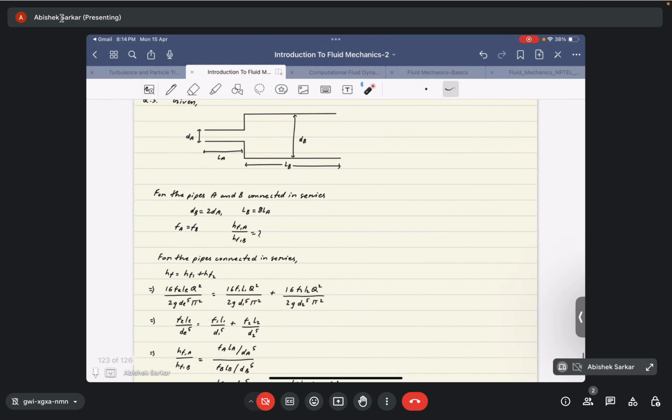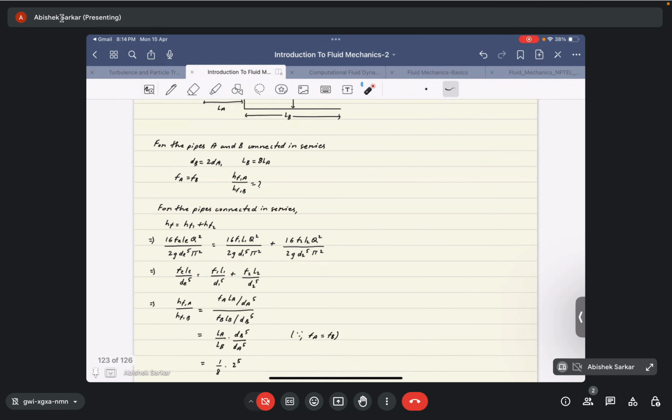They mentioned that the diameter of pipe B is 2 times the diameter of pipe A, and the length of pipe B is 8 times the length of pipe A. The friction factor in both the pipes is equal. Then we need to find the ratio of HFA by HFB. We know that for pipes in series, the net head loss is the sum of head losses in the two separate pipes. I won't write the formula again, but we can revisit the formulas we already discussed. Then we will have 16 F L Q square by 2G D to the 5 pi square equal to 16 F1 L1 Q square by 2G D1 to the 5 pi square plus 16 F2 L2 Q square by 2G D2 to the 5 pi square.